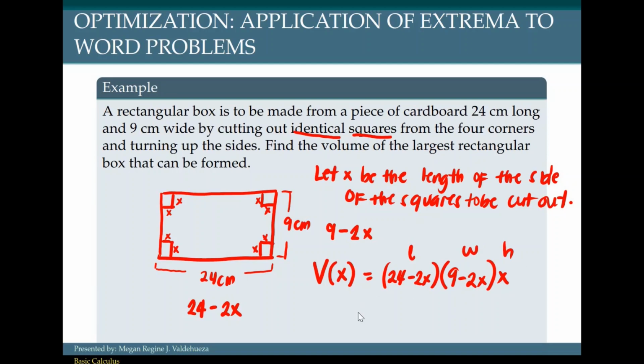So you multiply that one, that will give us 24 times 9 times x, or so this will give us, if we multiply this, 216x minus 66x squared plus 4x cubed. So we have our function here, 216x minus 66x squared plus 4x cubed from this here.